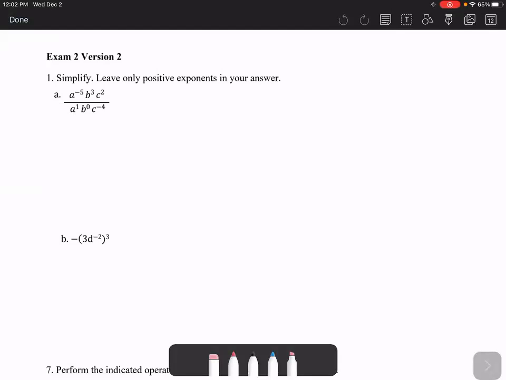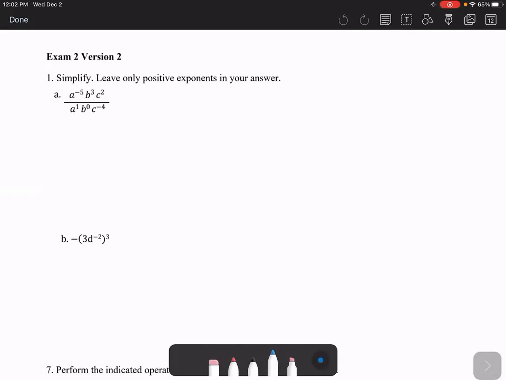So this is the last review session for the final. In this one, we're going to be going over the commonly missed questions from exam 2 version 2, as well as exam 3. So the first question we're going to go over is simplifying using exponent rules.